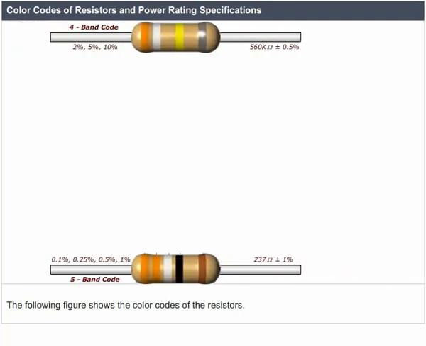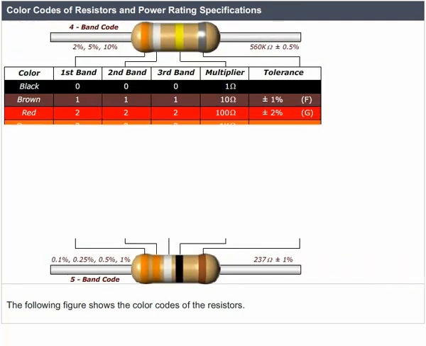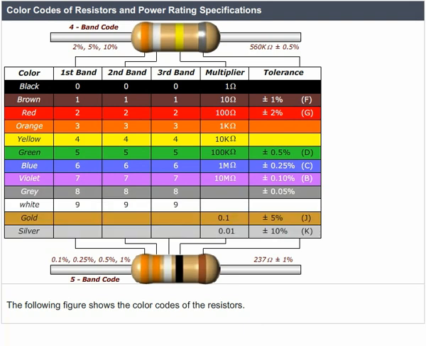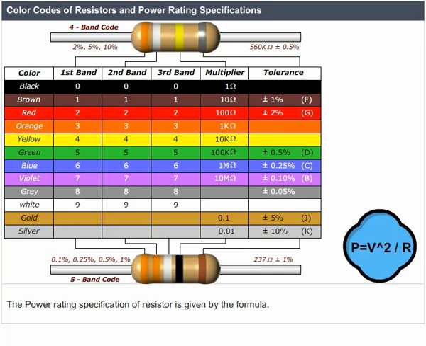Color codes of resistors and power rating specifications. The following figure shows the color codes of resistors. The last band in the resistor is tolerance. The power rating specification of a resistor is given by the formula P = V²/R.